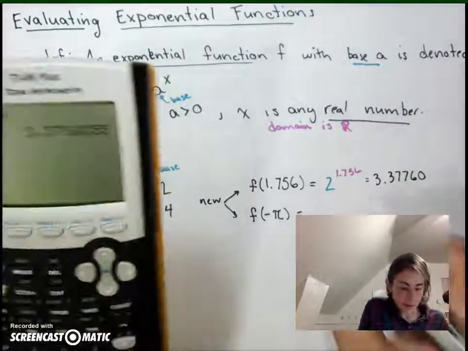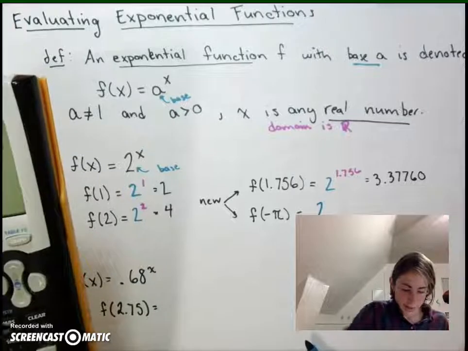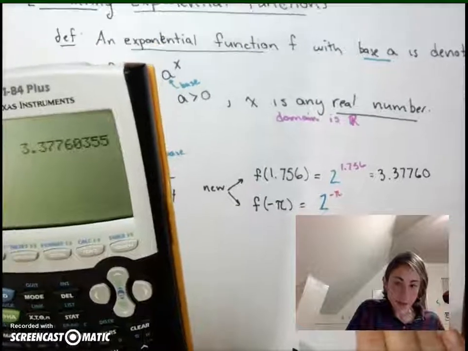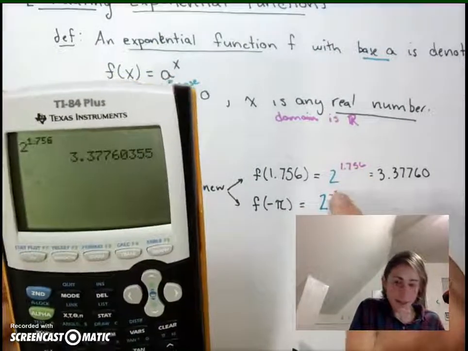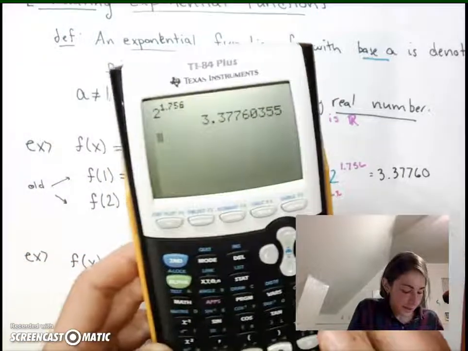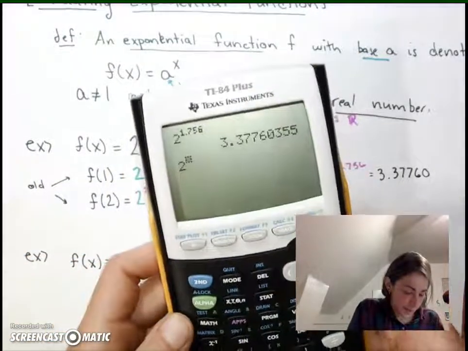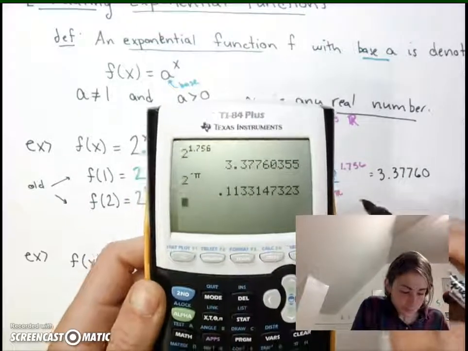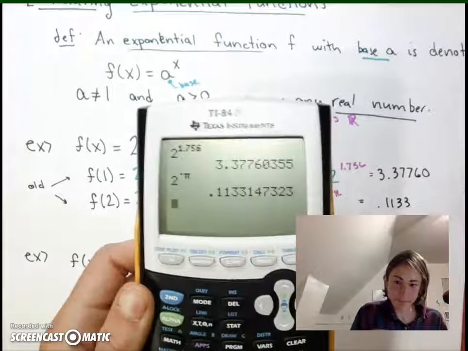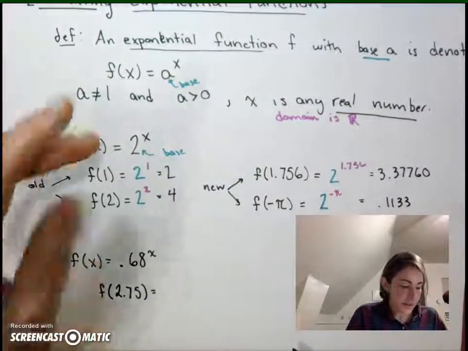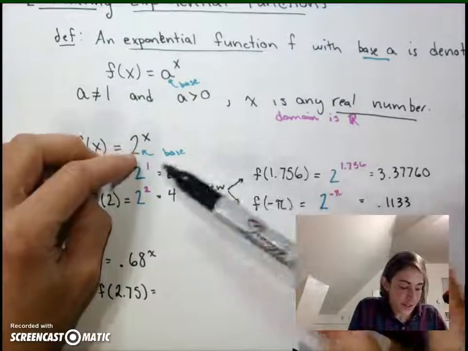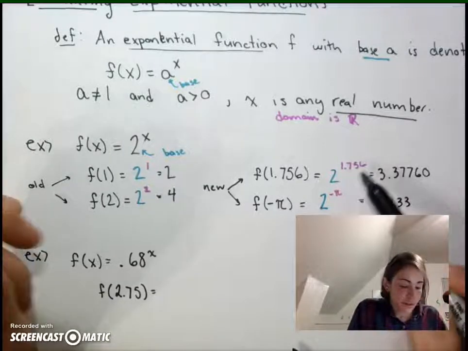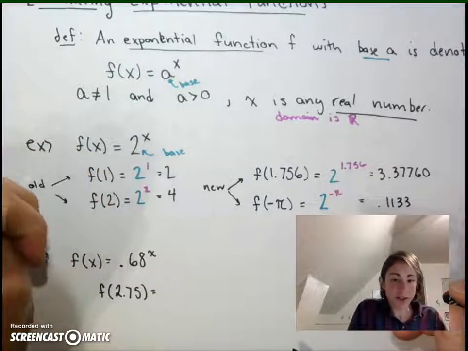I could also do f of negative pi. So I'm just going to plug in negative pi, 2 raised to the negative pi. Again, this you couldn't do in your head. It's even more interesting than the previous example because pi is an irrational number. So we can even plug in crazy things. I do 2 raised to the negative pi, and I get 0.1133. So these are really special. They're actual real live functions. We just take a base and raise it to any power we want, whether it be negative, positive, fractional, irrational, or integers like we already knew how to do.